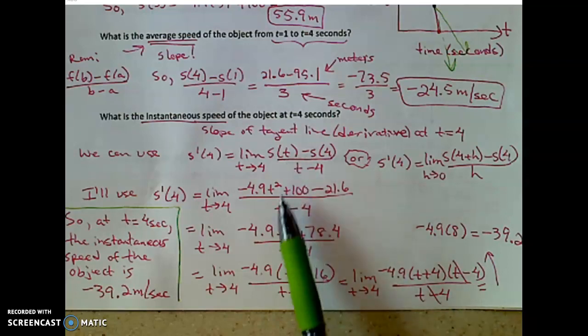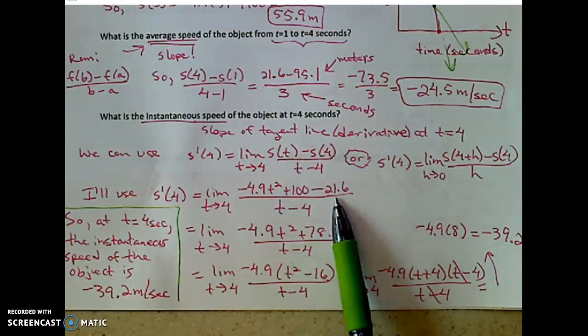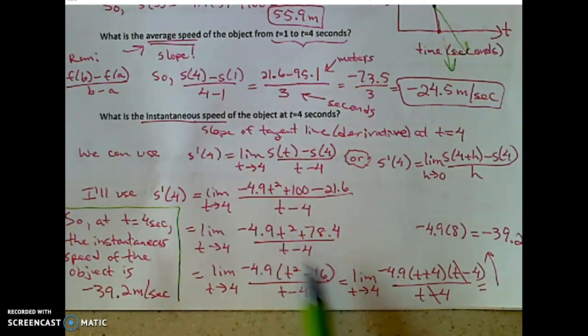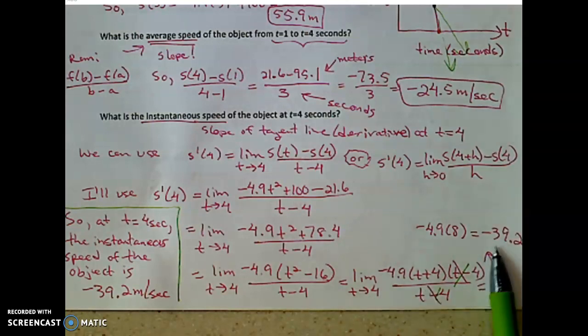Okay, I plug in my function and s of 4. I simplify, I factor, continue to factor, simplify, and then I can plug in t equals 4 and summarize.